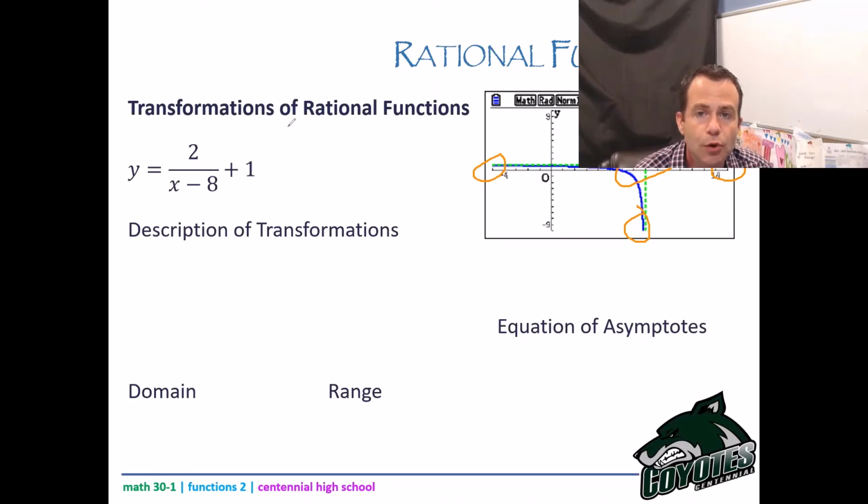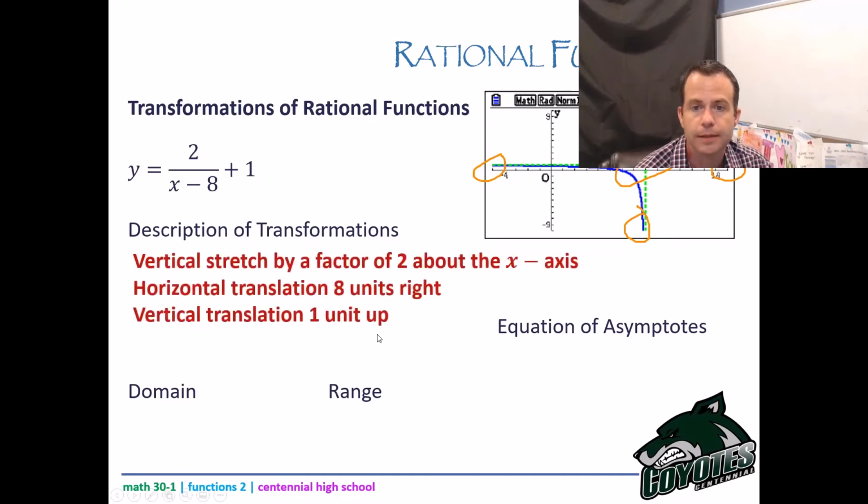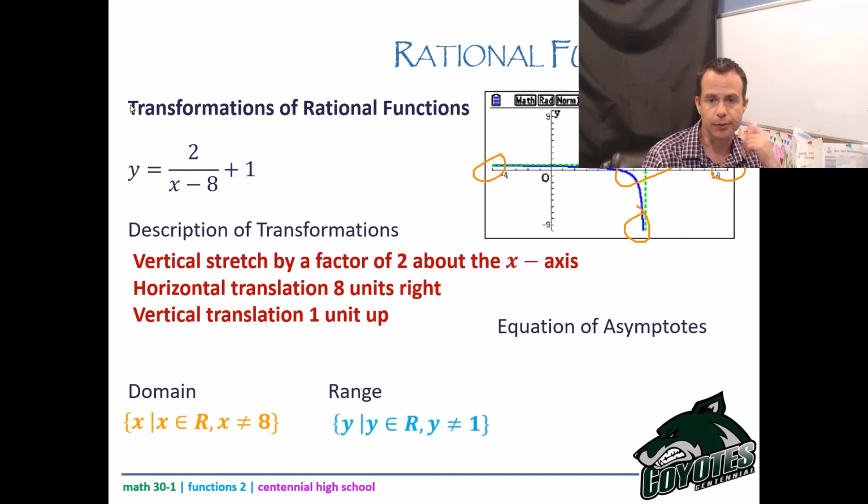All right, so a description of the transformations then. Well, I've got a vertical stretch of 2 about the x-axis. I've got a horizontal translation, 8 units to the right, and I have a vertical translation, 1 unit up, okay? My domain, x will be a member of the reals, but it can't equal where the asymptote is, and the asymptote's at 8. So x is a member of the reals, but it can't equal 8. My range, y will be a member of the reals, but it can't equal 1 because that's where the asymptote is.